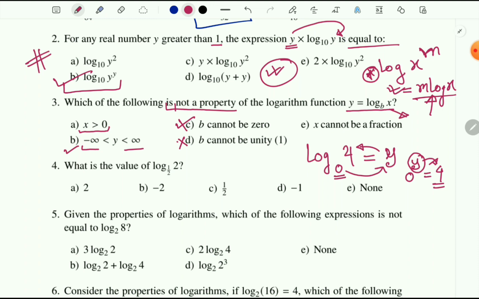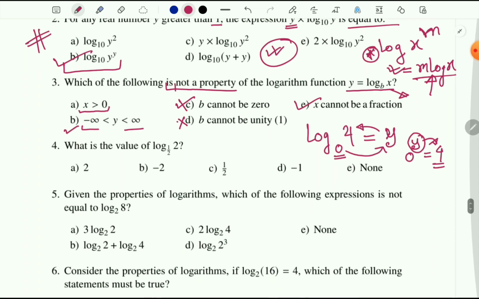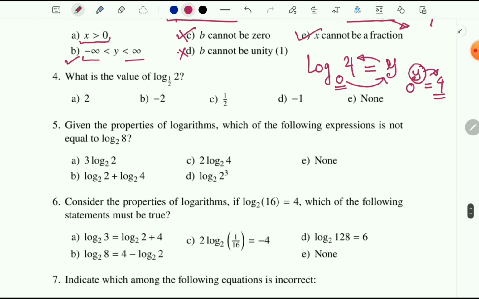What is the value of log half 2? So yes, we can write log half 2 equal to y. Then we can write it this way: half power y equal to 2. So for what value of y will we get 2? Just inverse, -1. -1 will flip the half, so it will give us 2. So our answer is D.